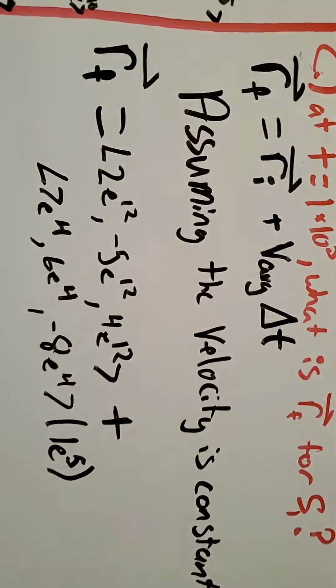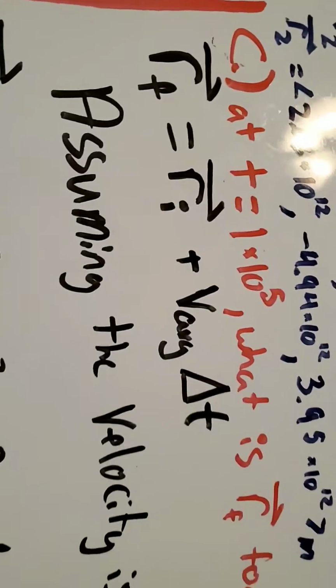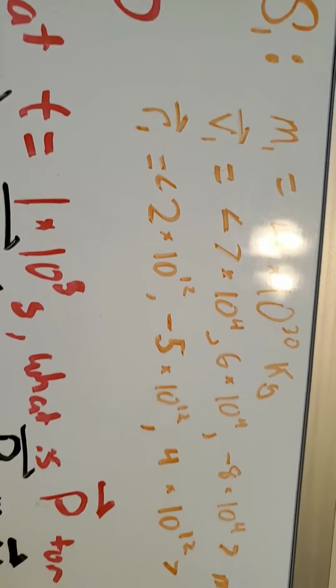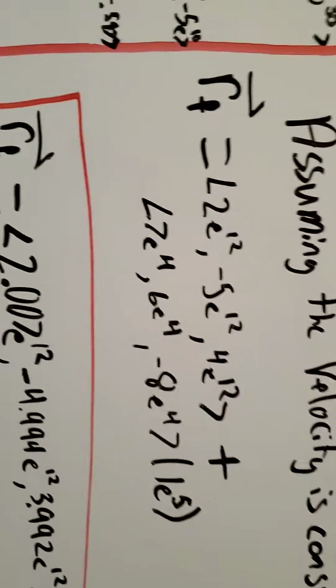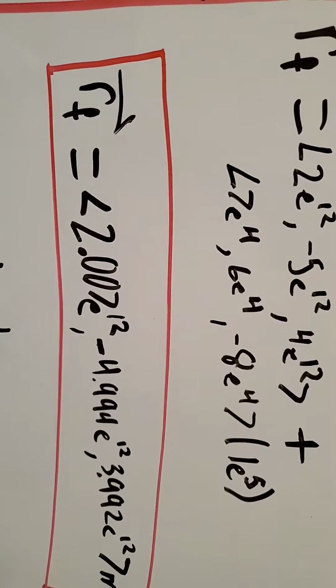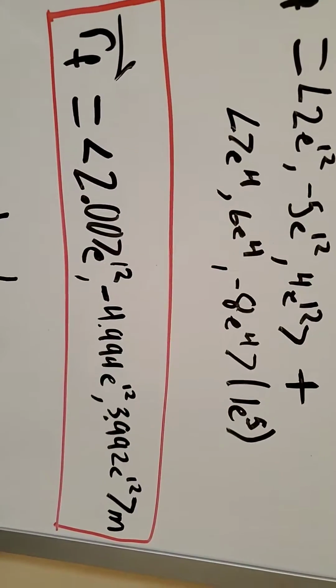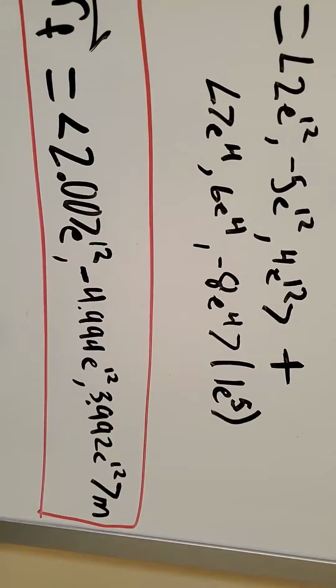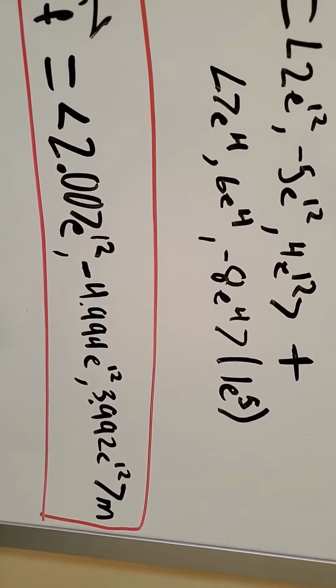Plugging in what we already know, delta t is the 1 times 10 to the 5th as given, and our initial position was also given. We're just going to plug everything in right here, and the final answer is going to be 2.007 times 10 to the 12th, negative 4.994 times 10 to the 12th, and 3.992 times 10 to the 12th.